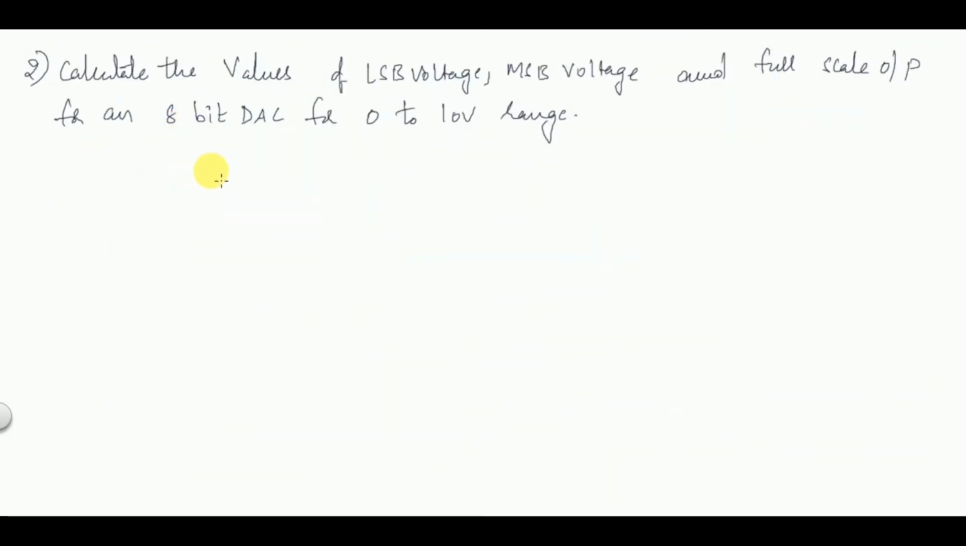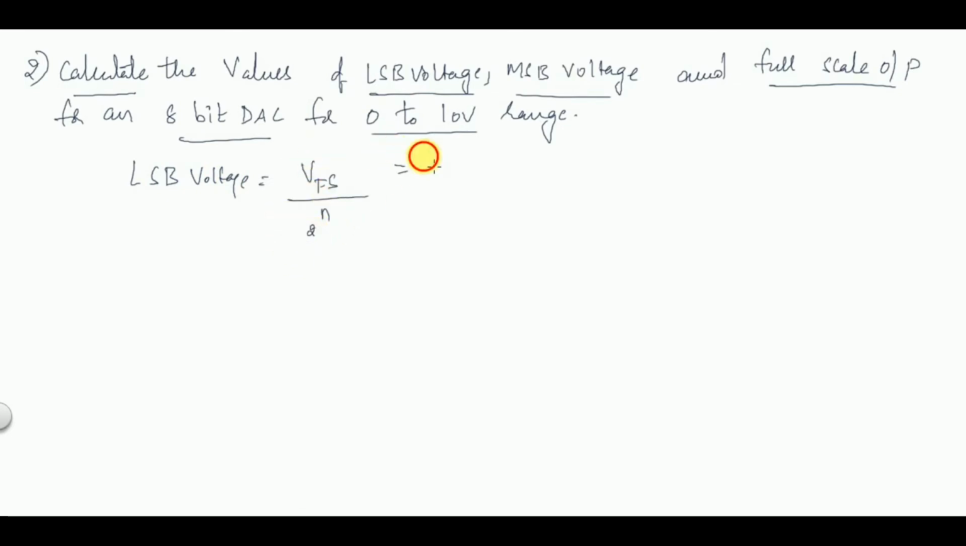So in the second problem, he has asked to find the values of LSB voltage, MSB voltage and full scale output for an 8-bit DAC whose full scale range is 0 to 10 volts. So we know that LSB voltage is given by full scale output divided by 2 to the power of n. So it is 10 volts divided by 2 to the power of 8. So it is around 39 millivolts. You just check it out using your calculator.